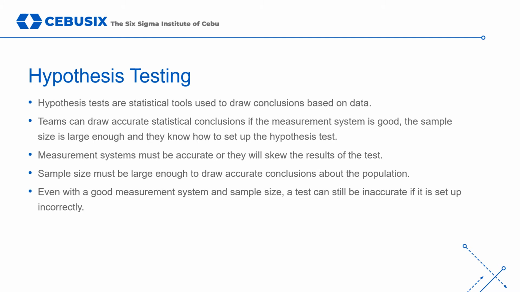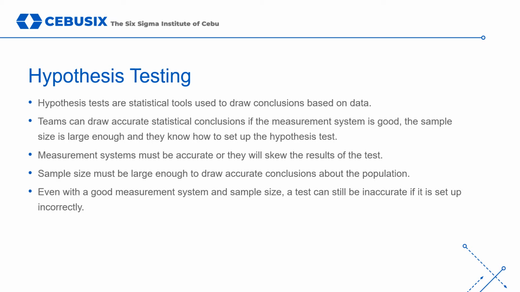Hypothesis tests are statistical tools used to draw conclusions based on data. With a basic understanding of the process and process performance, as well as real-time data, or as close to real-time data as possible, Six Sigma teams can draw statistical conclusions that are extremely accurate if they: 1. Ensure that the measurement systems are good, 2. Have the right sample size, and 3. Know how to set up the right type of hypothesis test.